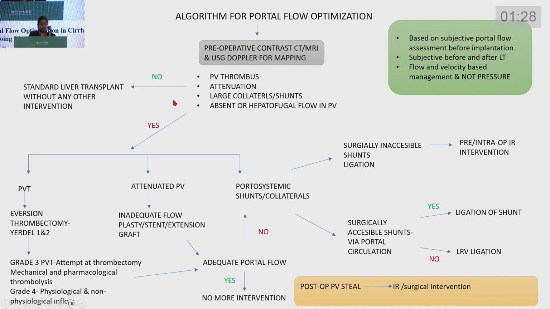This is our algorithm. Once a patient is worked up for a transplant and contrast imaging is done, if there is no problem with the portal vein, then the patient undergoes a standard liver transplant. If the patient has PVT, then thrombectomy, and then we assess the portal flow. Or if it is an attenuated portal vein, either we do a plasty, portal vein stenting, or we put an extension graft. If the flow is still not adequate, then we address the portosystemic shunts or collaterals if they were not addressed in the preoperative period. And also, if the patient develops graft dysfunction in the postoperative period, then the patient undergoes surgical or IR-based intervention.